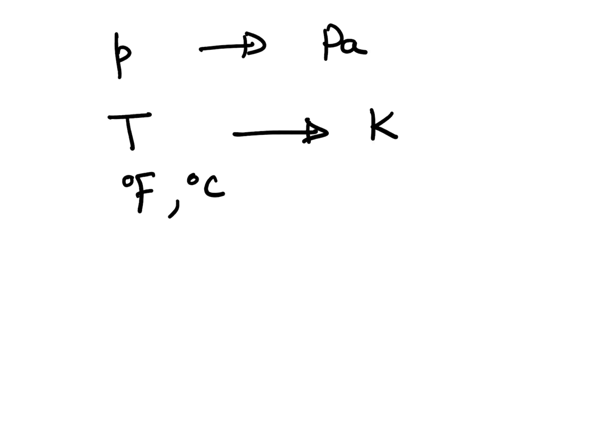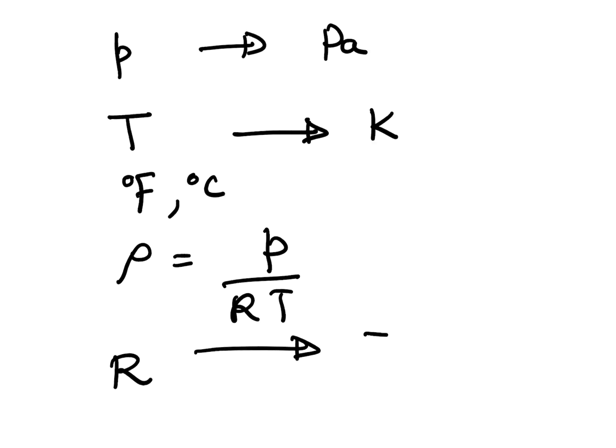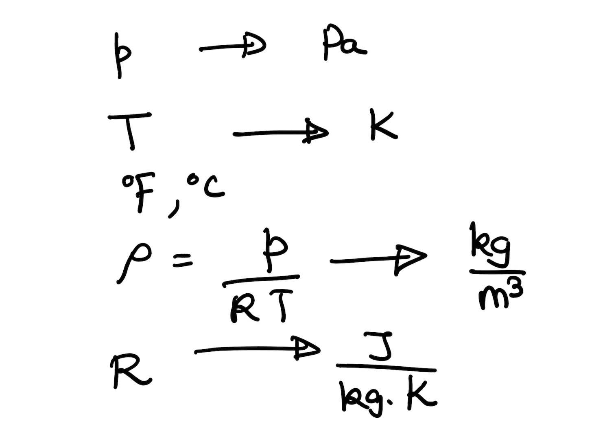So at a given pressure expressed in pascals, at a given temperature, whatever it may be given in degree Fahrenheit or degree Celsius, you need to convert it into Kelvin, and you need to calculate rho as P divided by RT, which includes R, that has units of joule per kilogram per Kelvin. And if you calculate it this way, rho is going to have units of kilograms per meter cube.